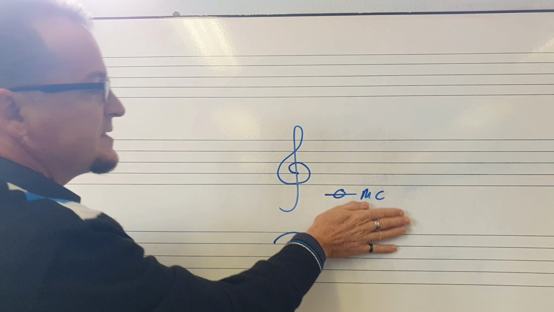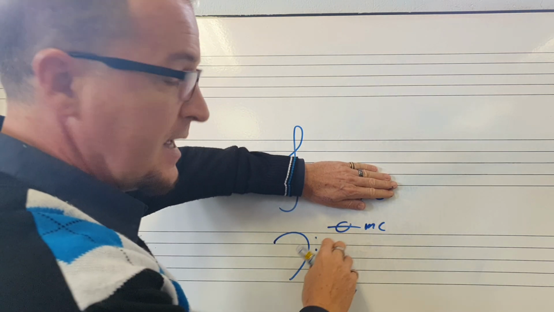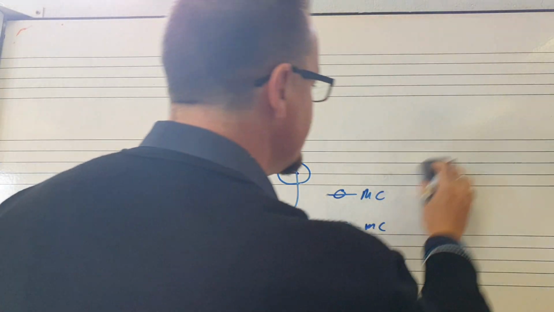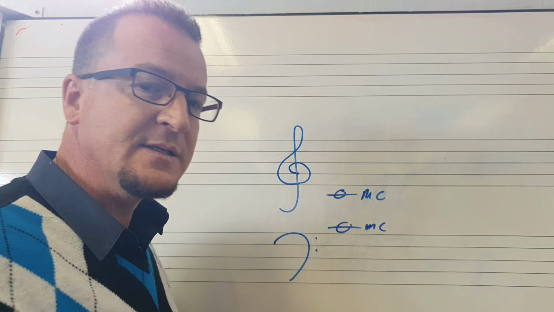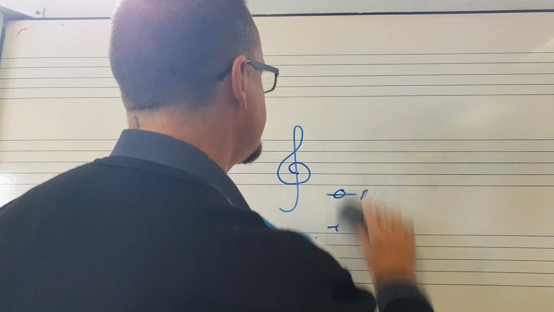So middle C is there on the treble clef, and it's there on that ledger line. That's a ledger line. A ledger line is a little line that you can extend the staff with on the bass clef. But they both sound at the exact same pitch. Okay, so please try and understand what middle C is.